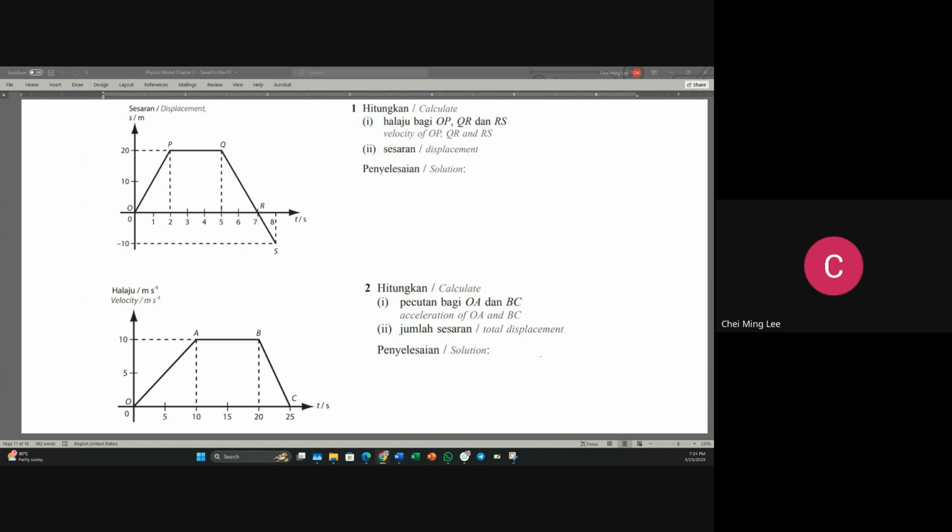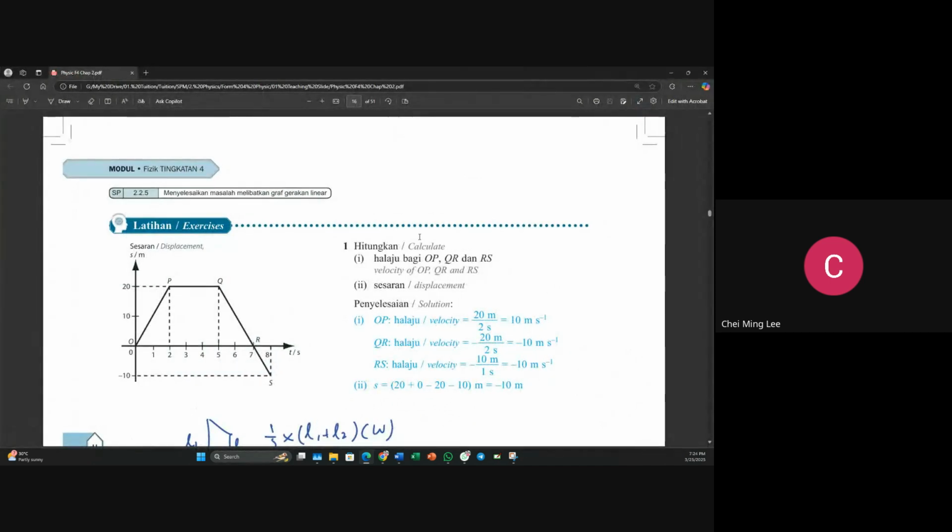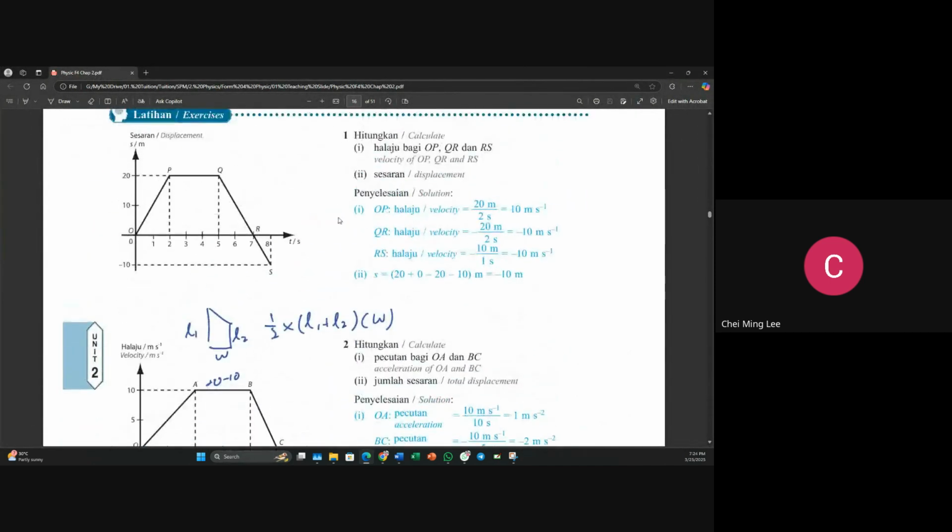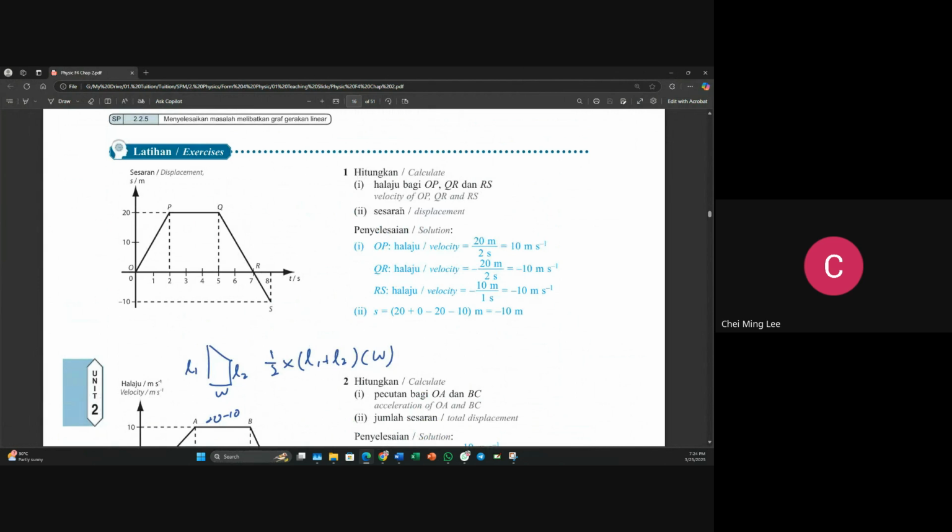Yeah. All done? All right, so let's see the answer. Now, the first one, he wants you to calculate the velocity of OP, QR, and RS. So OP, this is S, so we use 20 minus 0 divided by 2 minus 0, which is 10 meter per second.